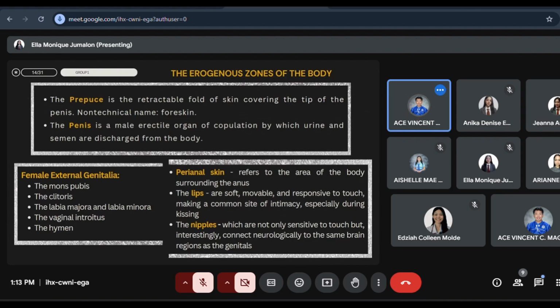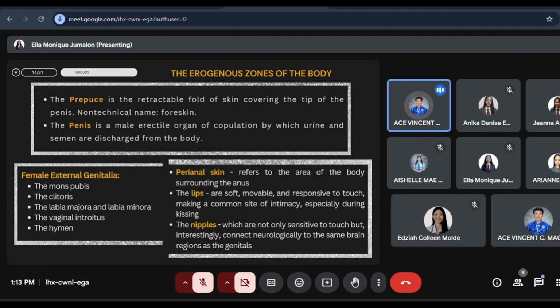Now that we have identified the specific erogenous zones, let's move on to the highly sensitive areas and their unique roles in the human body. First is the prepuce. It is the retractable fold of skin covering the tip of the penis. The non-technical name is the foreskin. It is also similar to the fold covering the clitoris, which is the female sexual organ that provides pleasure and is located in the vulva.